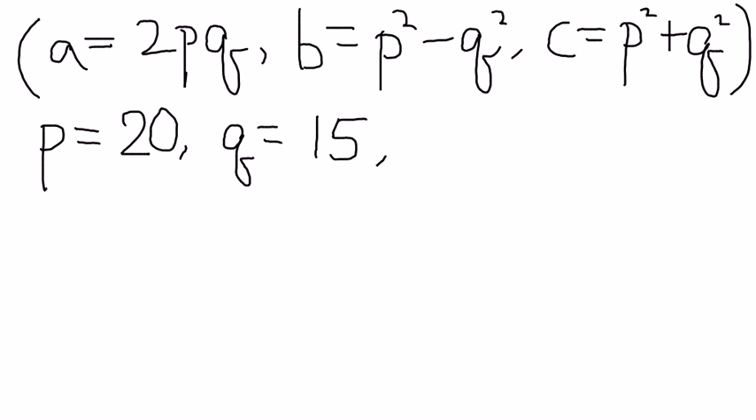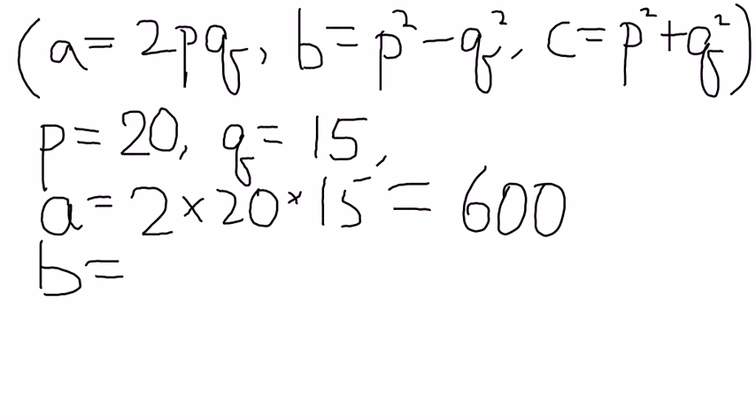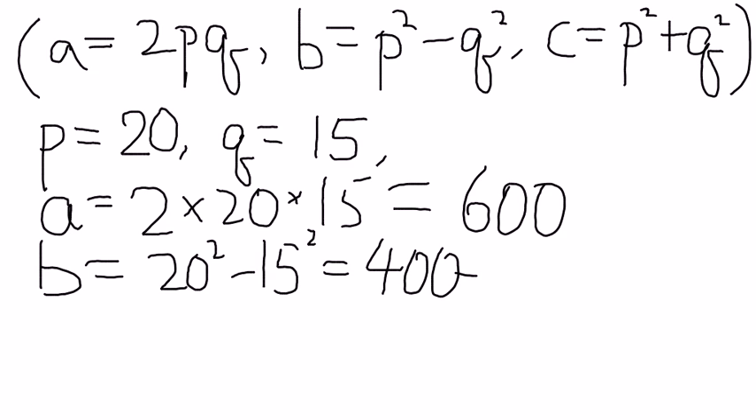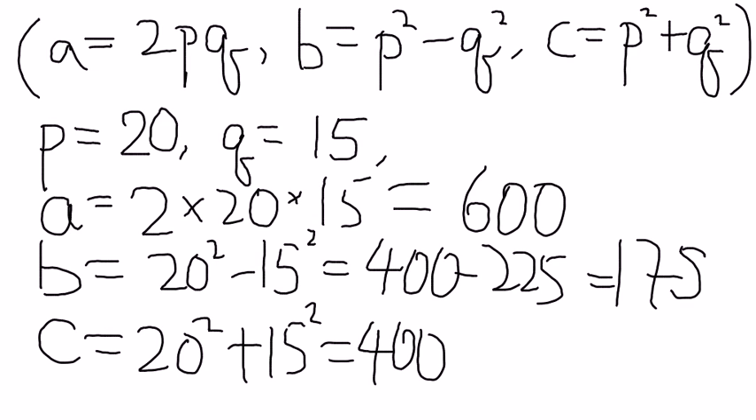So please check this example. If I choose p to be 20 and q to be 15, then a becomes 2 times p, which is 20, times 15, which is q here. So now it becomes 600. And then b becomes what? b becomes 20 squared minus 15 squared. Is it 400 minus 225, which is 175 here? Then c becomes 20 squared plus 15 squared. It is 400 plus 225, which is 625.